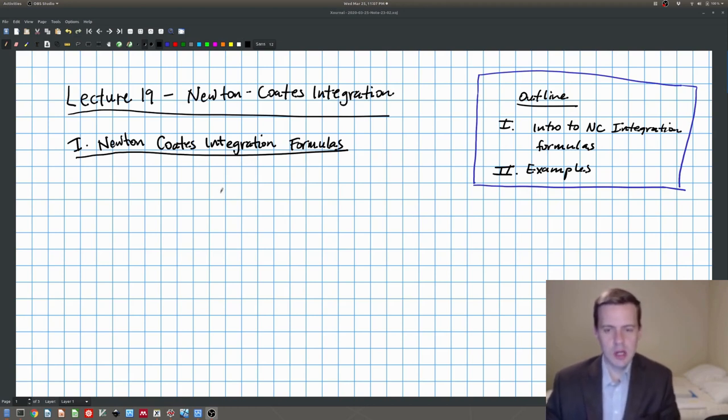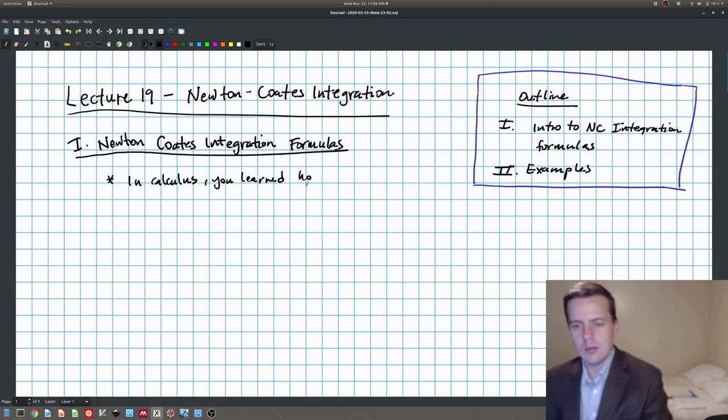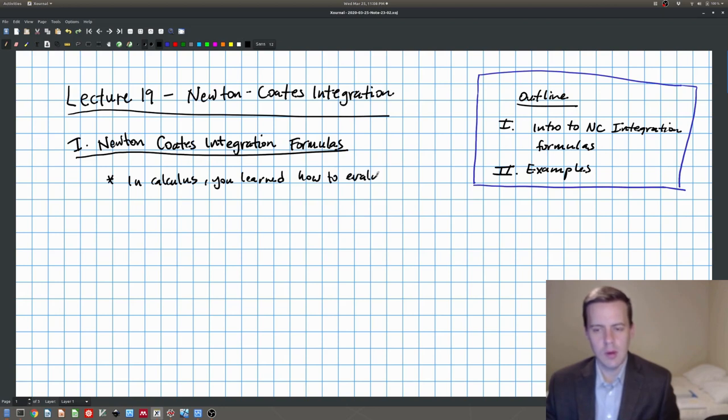So we're going to talk about Newton-Cotes integration formulas first. So in calculus, you learned how to do definite integrals. Okay, so you learned how to evaluate definite integrals like this, where I have some integral from a to b of a function f of x dx. All right, and note that for a definite integral, because I'm integrating from a to b, this is going to return a number. All right, so in calculus, you learn how to do these analytically, so some analytical solution.